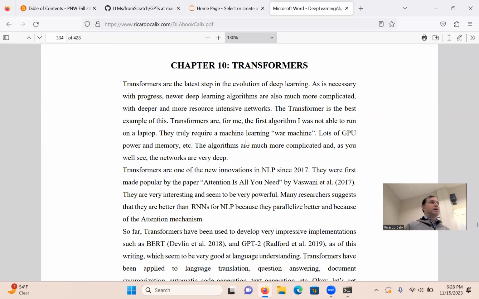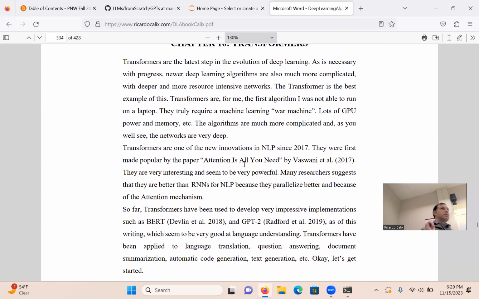Transformers are, for me, and this is true, the first algorithm I was not able to run on my laptop. I just couldn't train with all the data and all the memory requirements. They truly require a machine learning war machine, basically a GPU, right? Even the simple example I'm going to give you today took me 10 minutes to train on my GPU. I have one RTX 2080, and that's how I was able to train it. If you want this code to run without a GPU, you're going to have to run it for a few hours, probably overnight, okay?